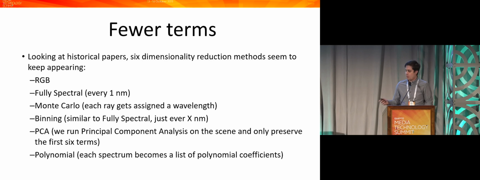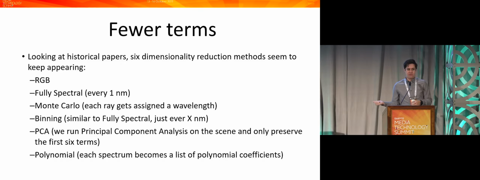So the next thing we tried, we looked through previous existing literature to find what people have tried in the past to reduce spectrums to something that's still usable and gives us good results, but also keeps the data as small as possible. So obviously we have the RGB rendering, which everybody's been using. We're also going to throw in fully spectral in the mix just because that's the ground truth. I guess that's not a dimensionality reduction method, but it's good for us to know what is the best that we can possibly do.